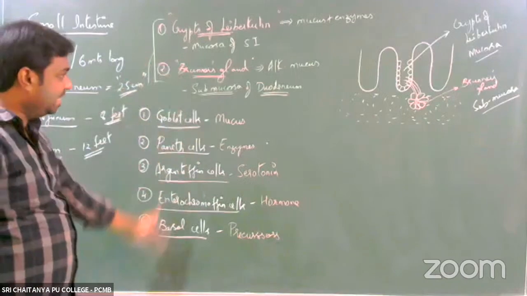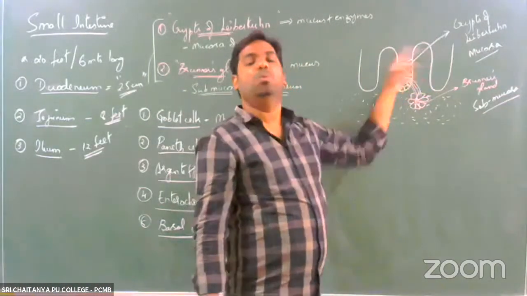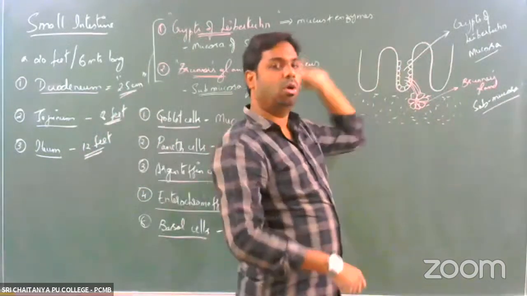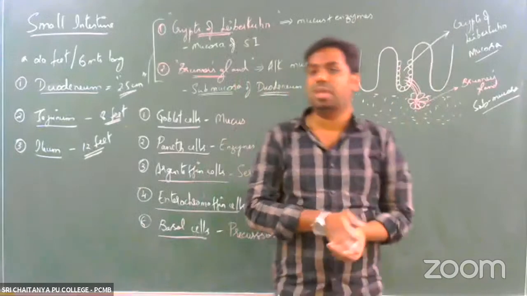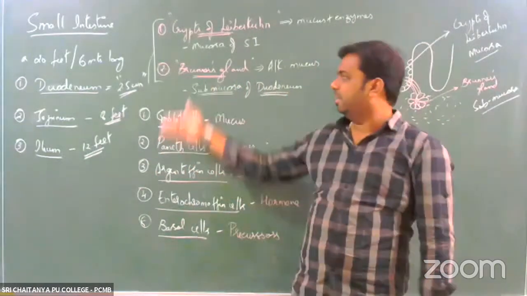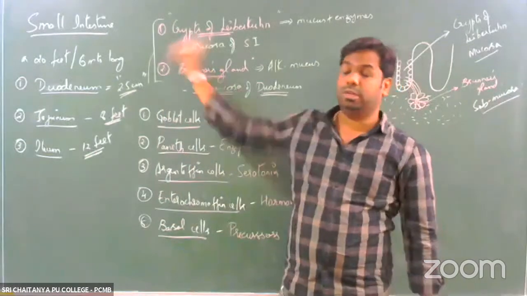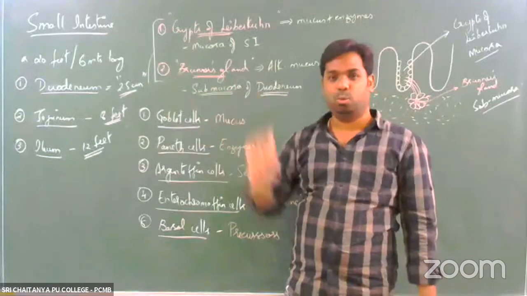So all of these cells are present in the villi, which would start giving out their secretions, and all of them would be poured into the crypts of Lieberkühn, such that they would aid in the process of digestion. So this is what we have with the different cells that are a part of the crypts of Lieberkühn. Two important glands: crypts of Lieberkühn as well as Brunner's gland.